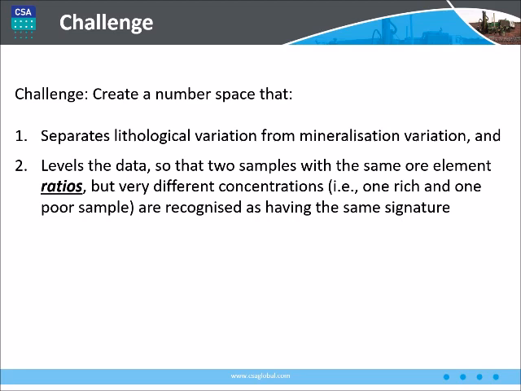What the challenge really comes down to is, can you separate out a number space that ideally separates out lithological variation from the variation owing to mineralisation in that data, and also levels the data? Because a signature is not dependent on grade. So we're wanting something which puts two samples with the same ore element ratios but different element abundances close together in this number space.